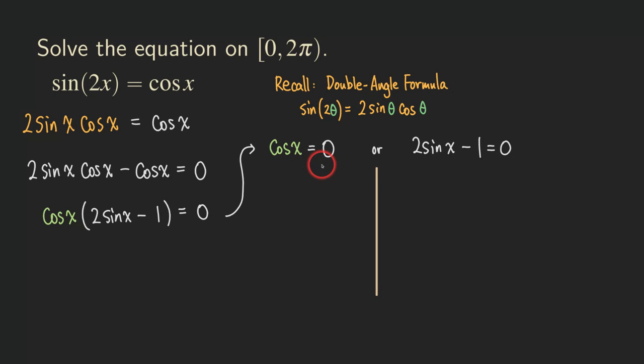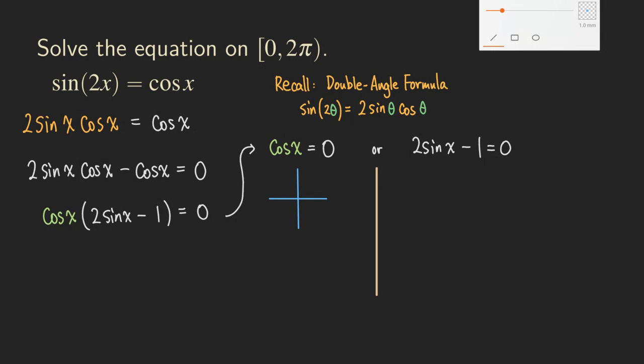For this cosine x being equal to 0, because this 0 right here tells us that it will be a quadrantal angle. So in this case, we are going to just draw the xy plane quickly and then see where the points are.